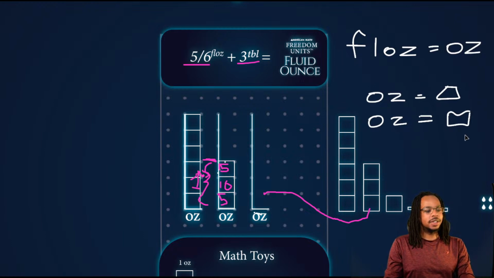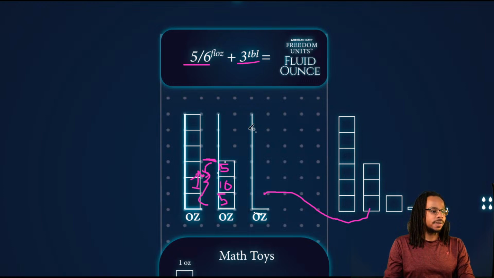The fluid ounce, we just simplified it for the sake of this exercise by calling it OZ. But really it's FLOZ. When you're talking about liquid, someone might just say ounces instead of fluid ounces, like 8 ounces of water. But really, they're saying 8 fluid ounces of water.